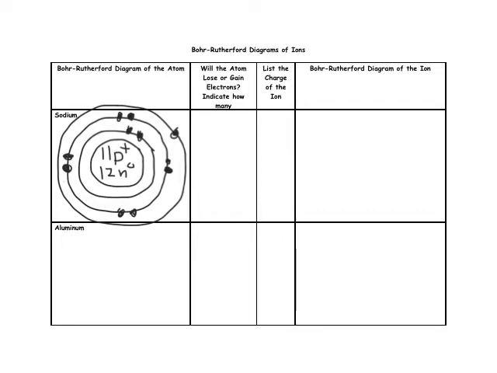If we look at whether this element will lose or gain electrons, when atoms combine, we have to remember that they combine to achieve stability. That means they want a full outer shell. Because sodium only has one electron in its valence shell, or its outermost shell, it'll be easiest for sodium to lose that electron. And because there's only one electron in that outer shell, it will lose one electron.